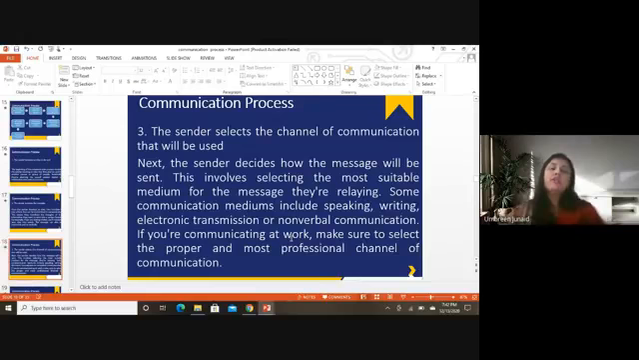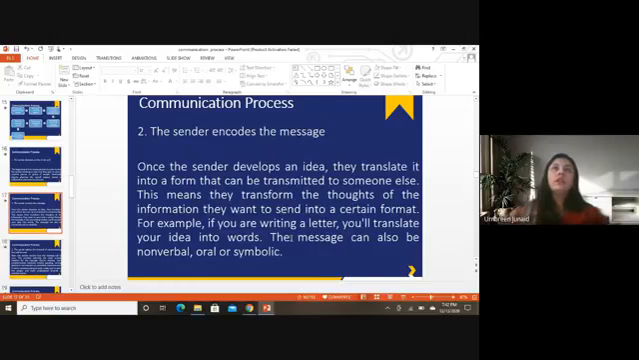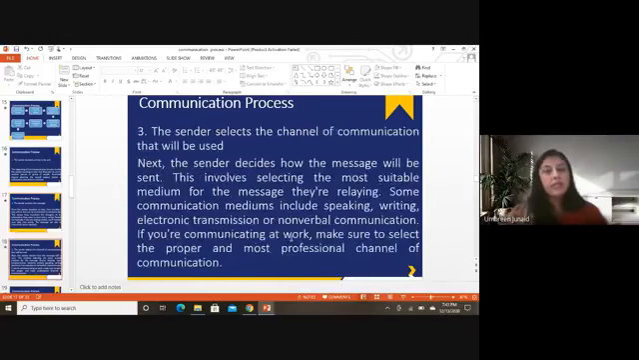I must say the channel of communication and the encoding are almost the same. When you think of the message, encoding is the collection of all the words that you are going to transmit in any way, and then you select how to transmit them: through writing, through speaking, through some electronic transmission, or maybe non-verbal communication. So this all is handled under the channel of communication that you select for processing your message.